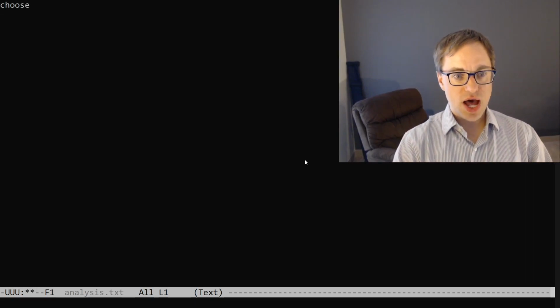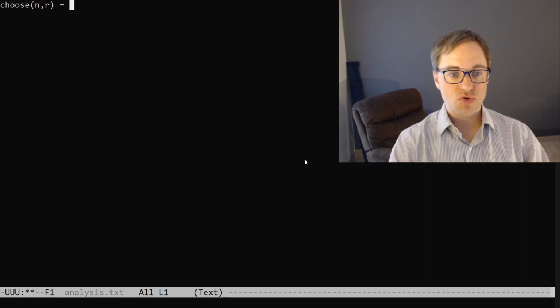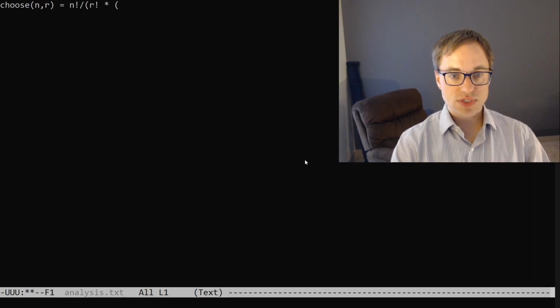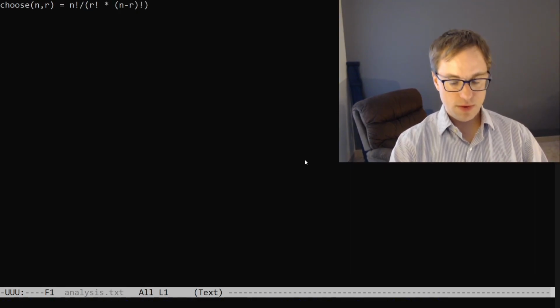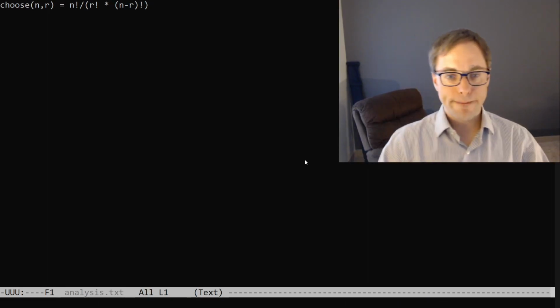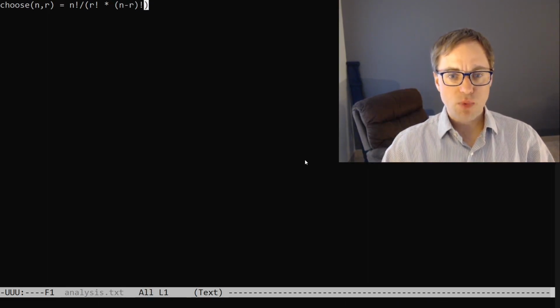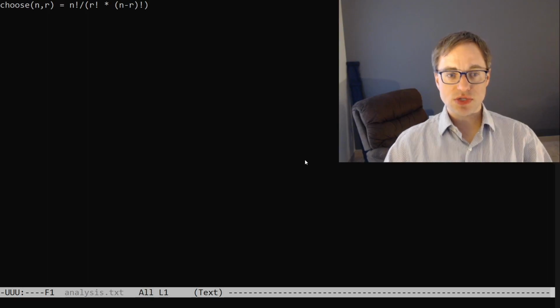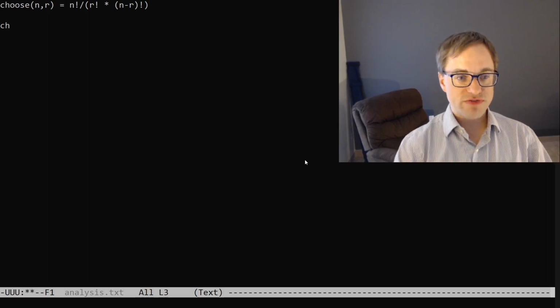So just to copy over from the problem description, the expression that we have for the binomial coefficients is going to be n factorial over r factorial times n minus r factorial. Just like that. And what we would really like to do is to determine an expression for this, n choose r plus 1.